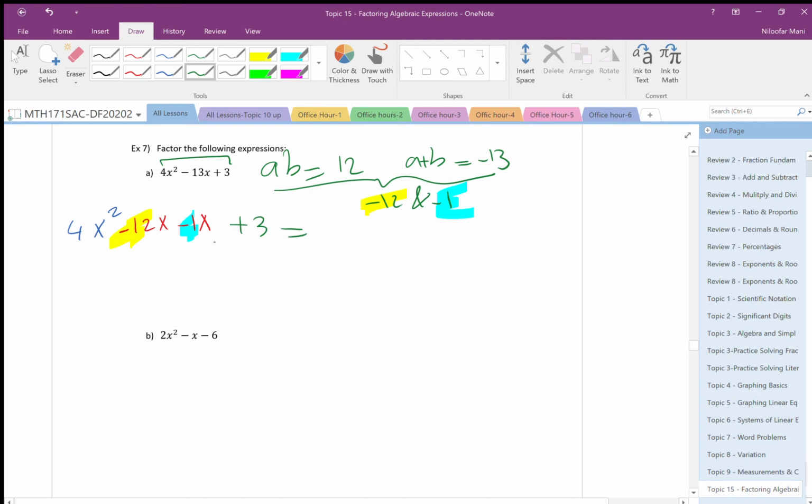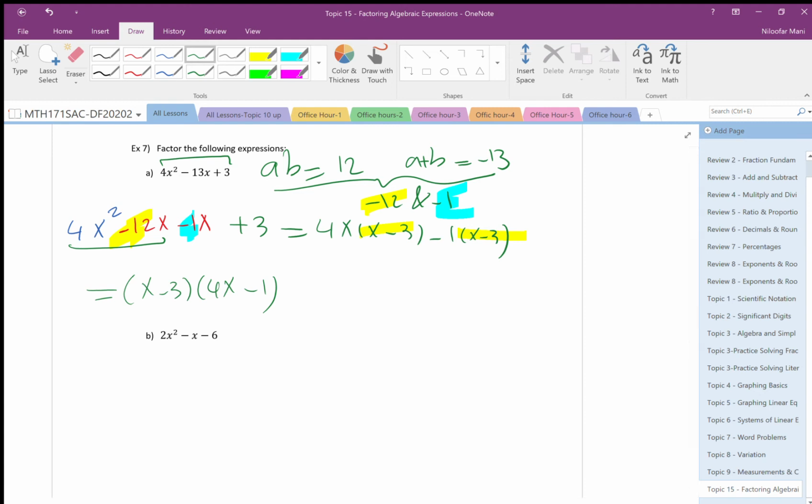Plus 3. Then from the first two, factor what is in common. From the second, factor what is in common. And then from both of them, factor what is in common. You have to see a bracket is in common. Otherwise, you made a mistake. Okay, done. Good.